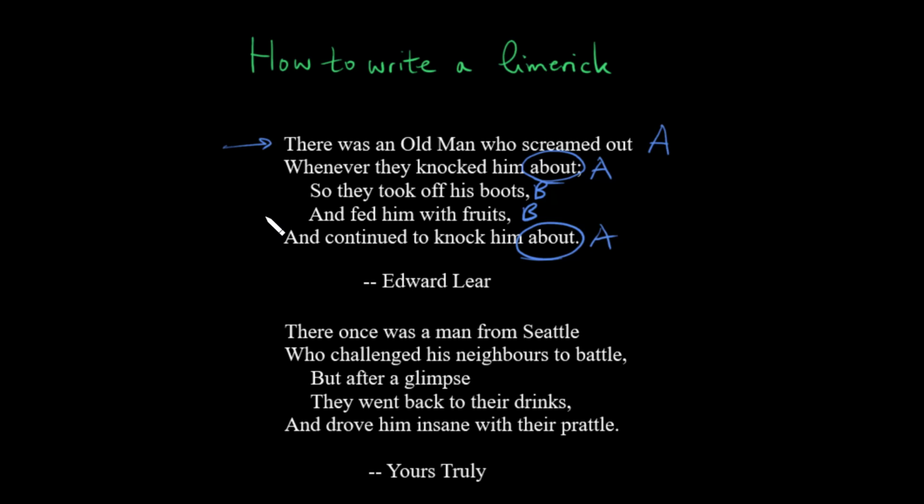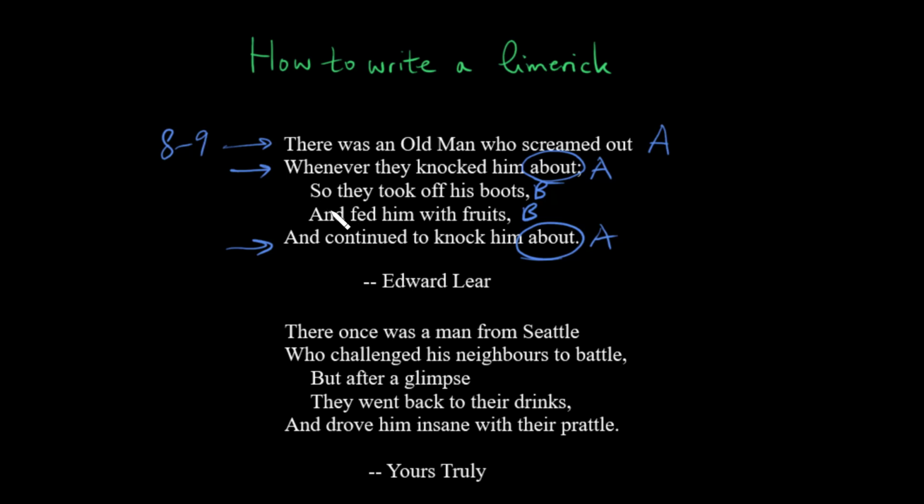The usual suggestion is that the first, second, and fifth lines should have about 8 to 9 syllables. And there is some flexibility here. They don't have to be exactly 8 to 9. Sometimes you even see ones with 7 or as much as 10. But 8 or 9 is typically standard.